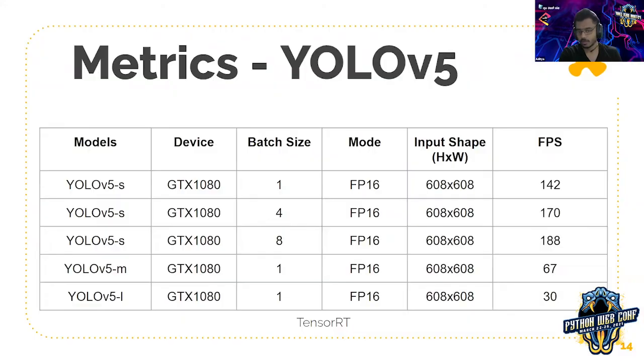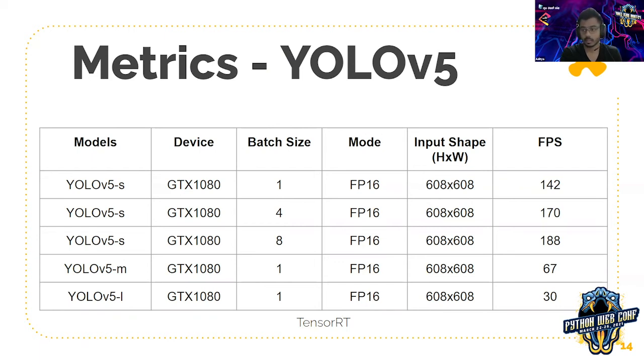The next one is YOLO V5. It is also one of the state-of-the-art algorithms for object detection. I did my tests on multiple batch sizes of YOLO small, and I did single batch size for YOLO medium and YOLO large. And typically with a YOLO V5 small model on GTX 1080, you get an FPS of around 20 to 30, depending on the image size for that network.